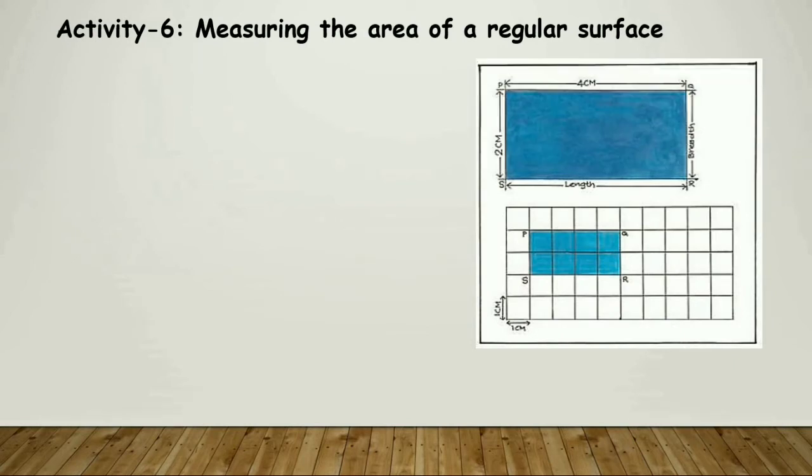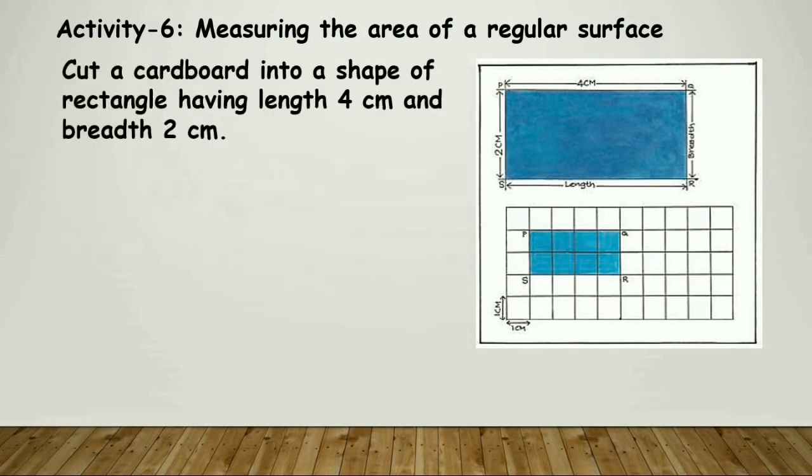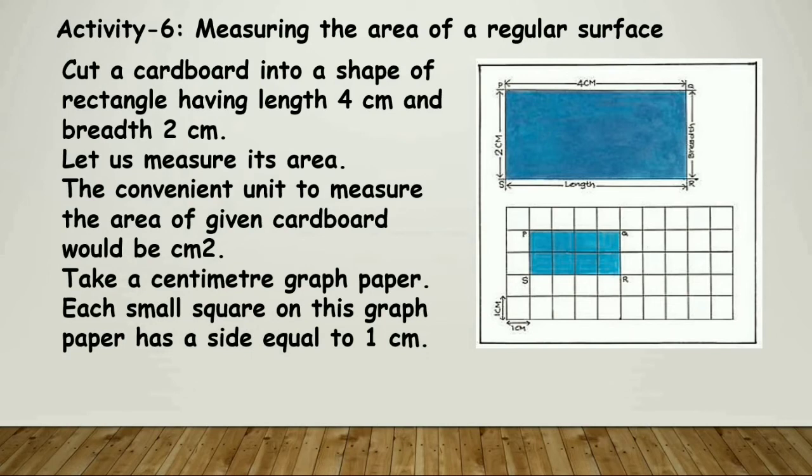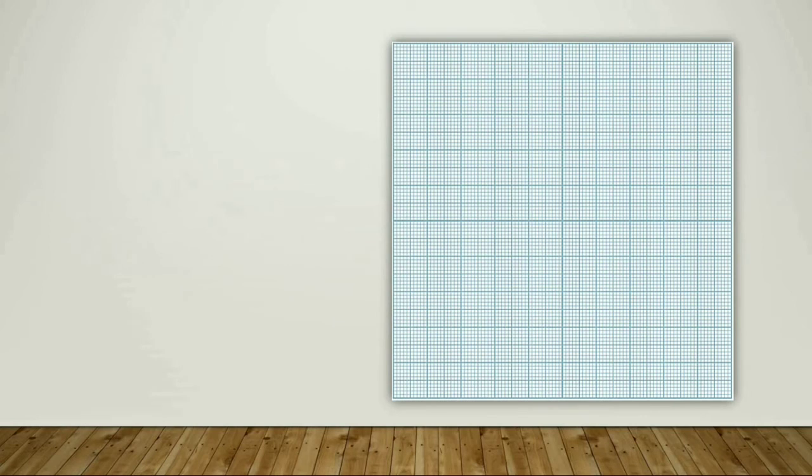Activity 6, measuring the area of a regular surface. Let us have a picture here. We have a blue color sheet which has some length and breadth: length of 4 centimeters, breadth of 2 centimeters. So cut a cardboard with those measurements. Let us measure the area. The convenient unit to measure the area is centimeter square. Why? Because length and breadth are given in centimeters. For that, we need a graph paper. So take the graph paper.